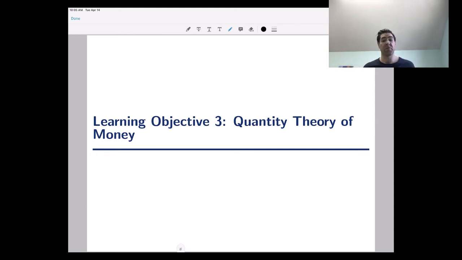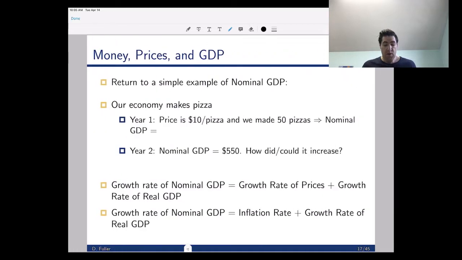Okay, so in learning objective 3, we are going to develop a relationship between the amount of money in our economy, so think M2, all of these checking accounts, currency, and savings accounts and everything, and the inflation rate as well as the growth rate of real GDP. So we're going to start to get some understanding of what difference money makes in our economy.